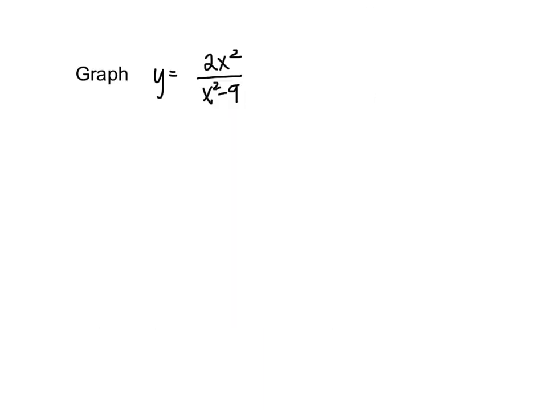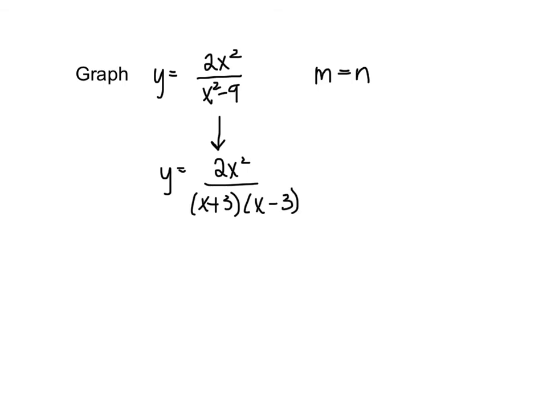Next, let's graph a separate type of problem in which the relationship between m and n is different. So as we can see, m equals n in this equation because they are both squared values. So next we actually need to expand it. So we have 2x squared and then a difference of squares. This will tell us our two vertical asymptotes, namely 3 and negative 3.